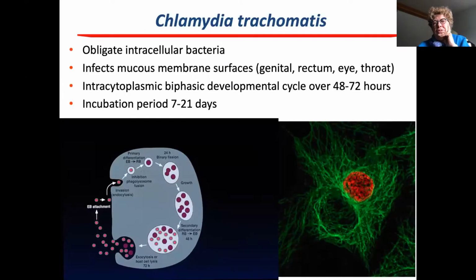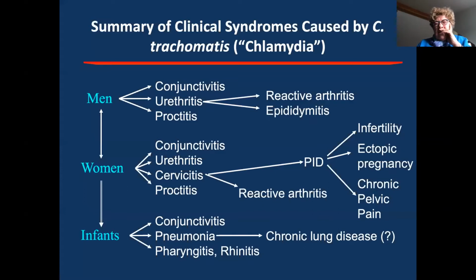Just touch on a few things about chlamydia. This is an intracellular bacteria that kind of goes into a quiescent phase with elementary bodies and is able to evade the immune system. It infects mucous membrane surfaces, the genital, rectal, eye, and throat surfaces. And incubation is between a week and 3 weeks. And it causes similar syndromes to what gonorrhea does with the addition of a reactive arthritis and also pneumonia in infants.